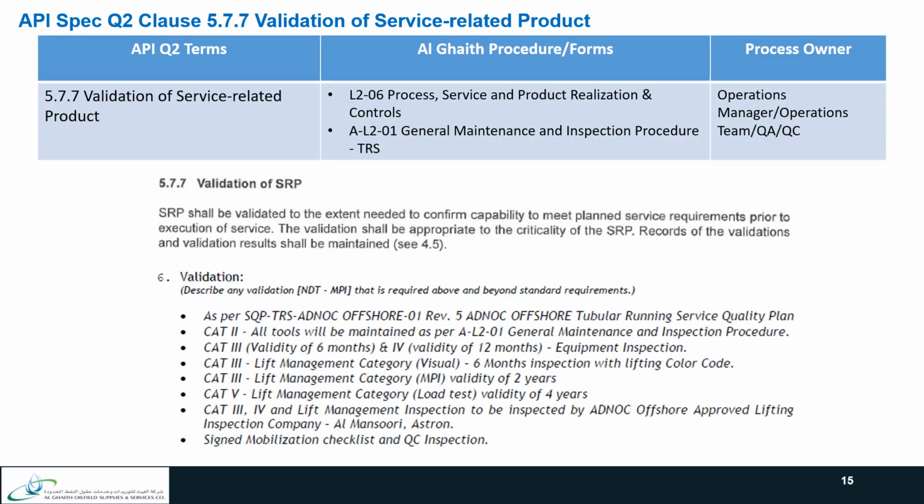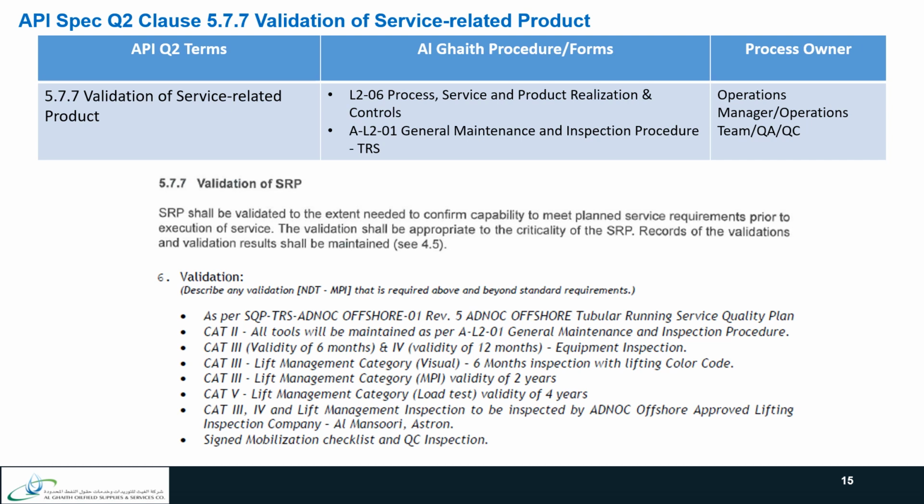API Q2 clause. Validation of service-related product. A final design and development review and approval shall be conducted and documented. Competent individuals other than the person or persons who develop the design shall review and approve the final design and development outputs. Records of the results of the final review, including the closure of any necessary actions, and approval shall be maintained. Example of validation of service-related product as written on design of service and SRP.